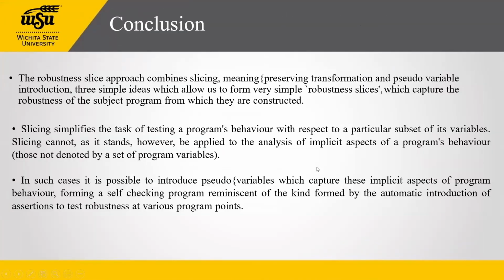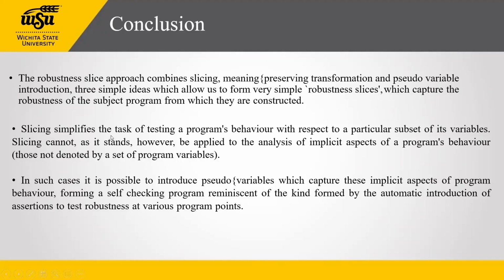The conclusions are that the robustness slicing approach is a combination of slicing, a meaning-preserving transformation, and a pseudocode version introduction. These 3 simple ideas allow us to form very simple robustness slices which capture the robustness of subject programs from the program from which they are constructed.